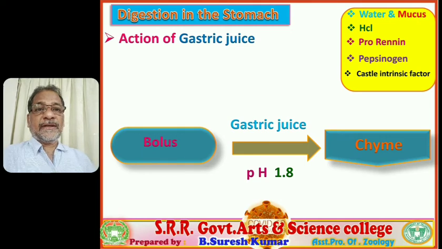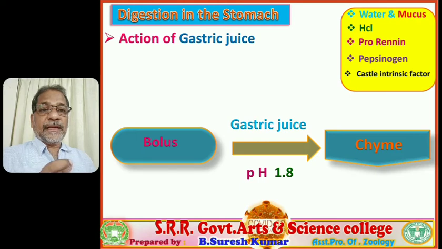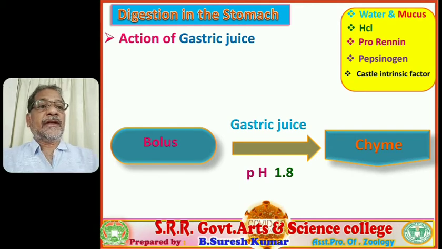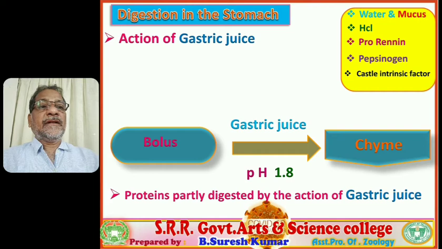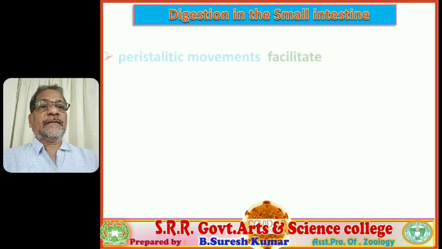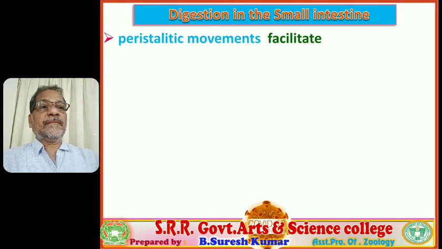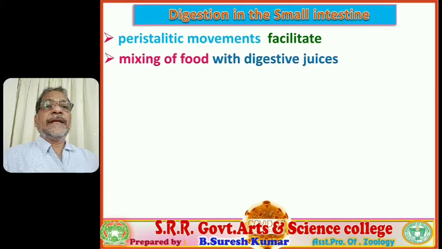So here you observe that in chyme, partly digested proteins are present, and partly digested carbohydrates are present. Now we are going to discuss digestion in the small intestine.